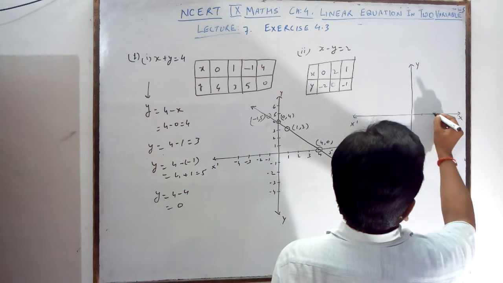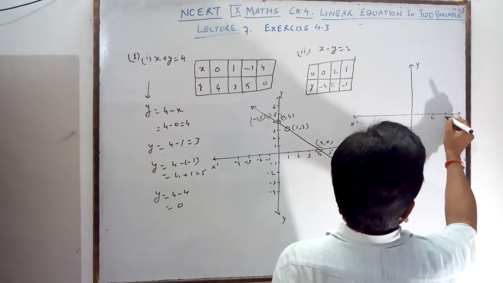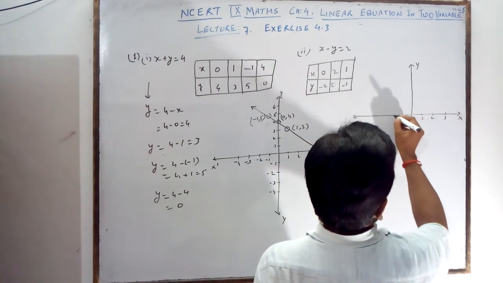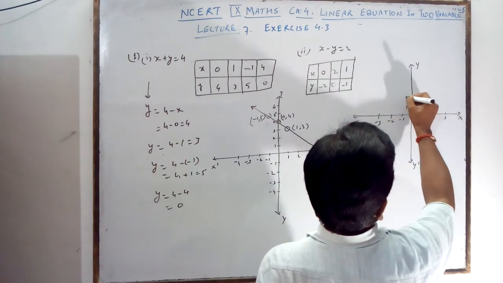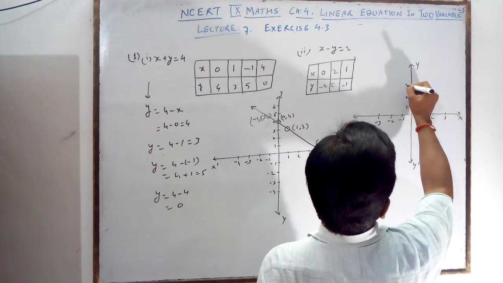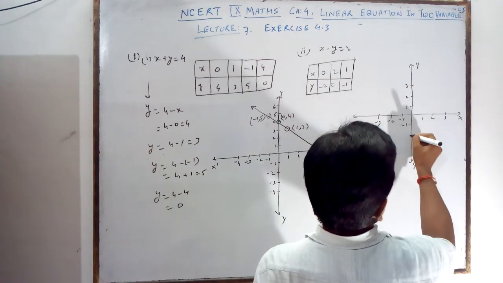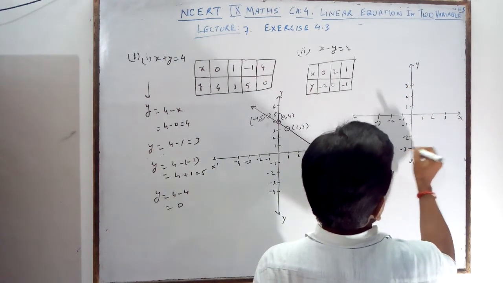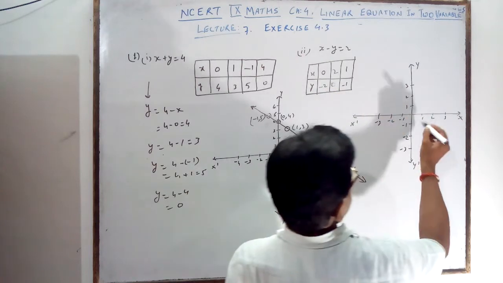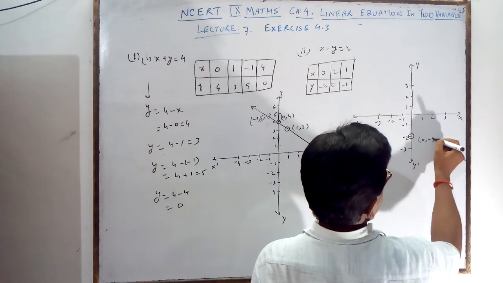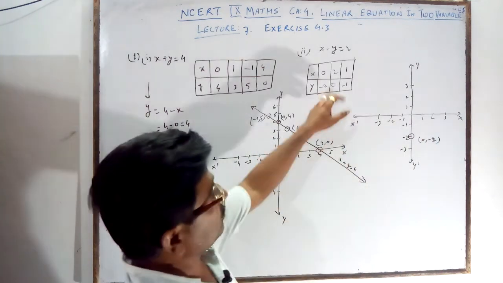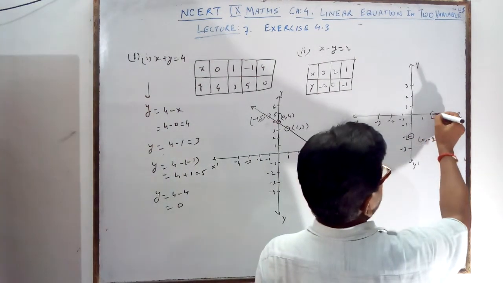Here 1, 2, 3. Minus 1, minus 2, minus 3. So 0 minus 2, it is your value 0 comma minus 2. Then 2 comma 0, it is your answer.